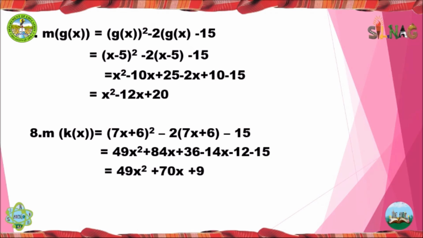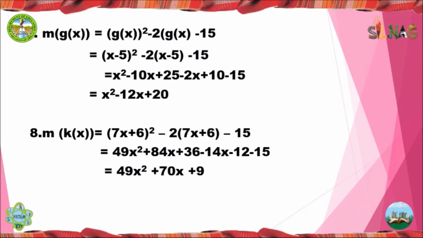Number 7, we have m of g of x. This means that we will get the value of m of x wherein our x is the value of g of x. So we have to substitute g of x squared minus 2 times g of x minus 15. Then we substitute the value of g of x as x minus 5. And then we square now x minus 5 and the result is x squared minus 10x plus 25.